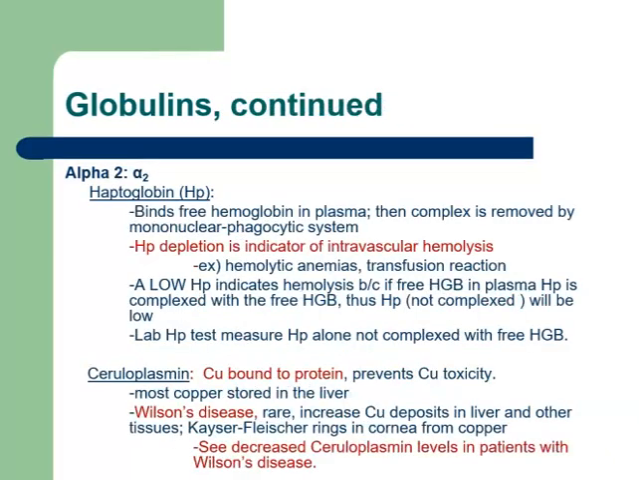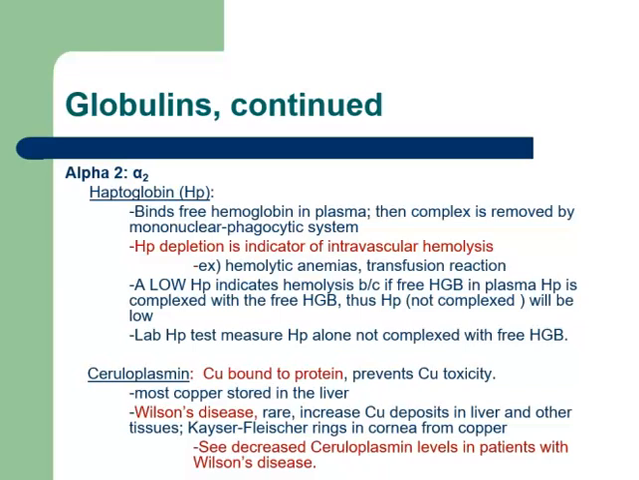Also under globulins is alpha-2 or A2. The first one we're going to talk about is haptoglobin. It binds with free hemoglobin in plasma. So let's talk about the difference between free and non-free hemoglobin. Most of our hemoglobin is in our red blood cells, but a small amount is free out in the bloodstream, in the plasma. So that haptoglobin is able to bind with that free hemoglobin out in the plasma.